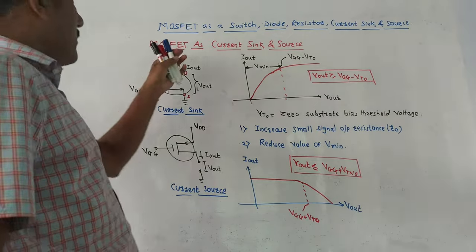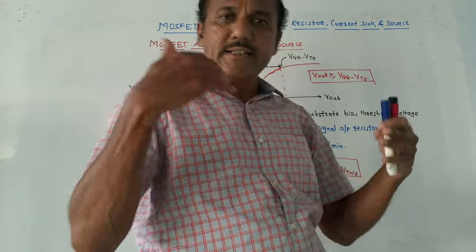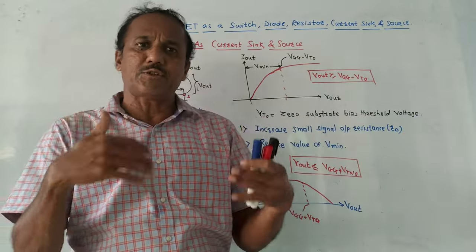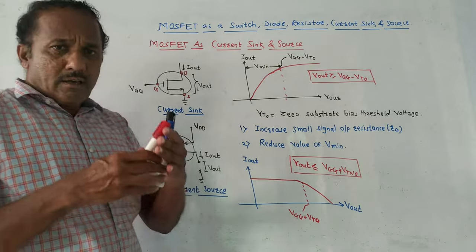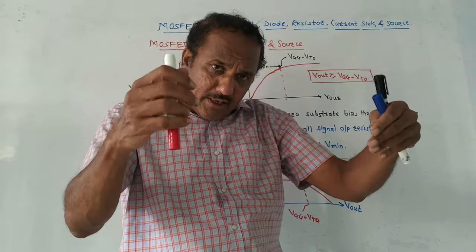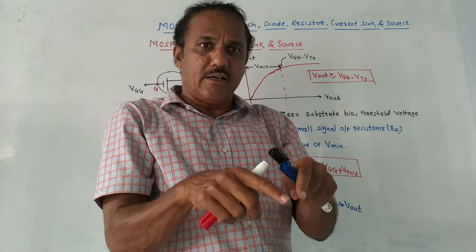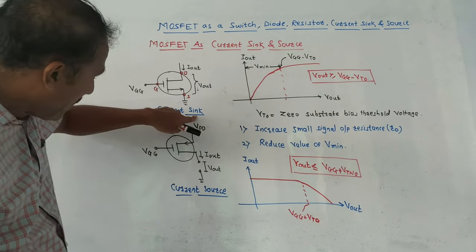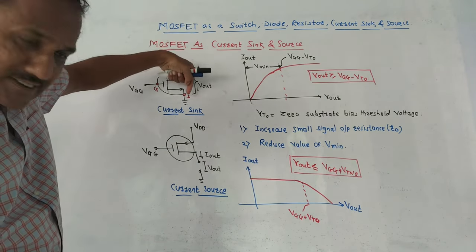Next part, MOSFET can be used as a current sink or current source. Again, the question may be like this. Explain how MOSFET can be used as a current sink and current source. These two words are very important. Dekho, sink matlab, the current is going inside the MOSFET from some external circuit. So, this is the diagram of current sink. Yahan pe dekho, output current, I out is shown going towards the MOSFET.